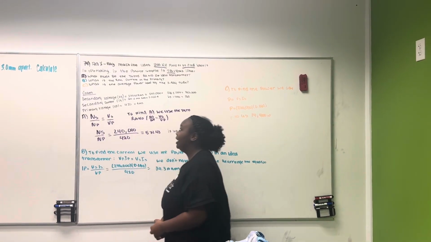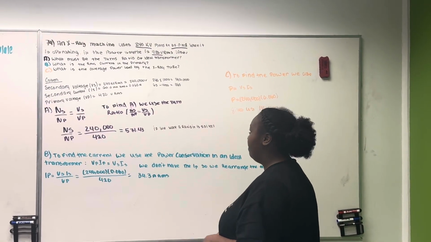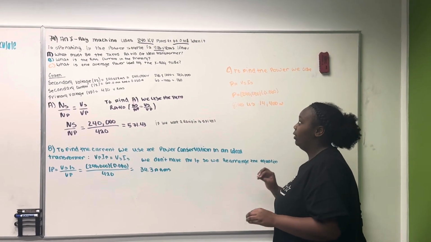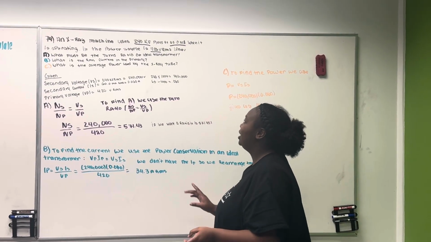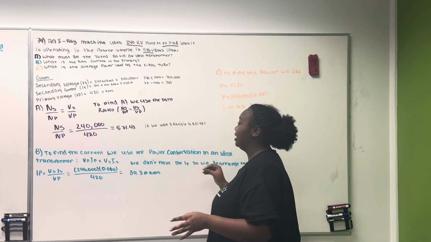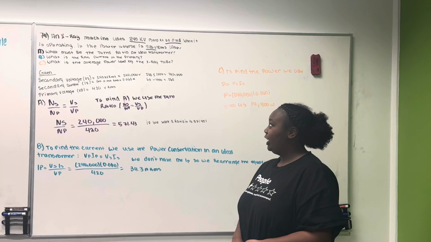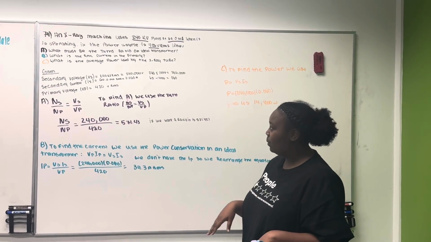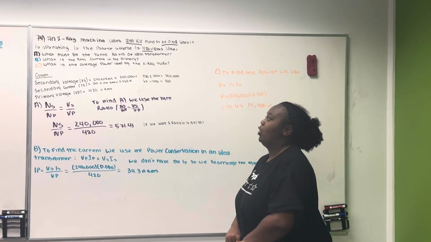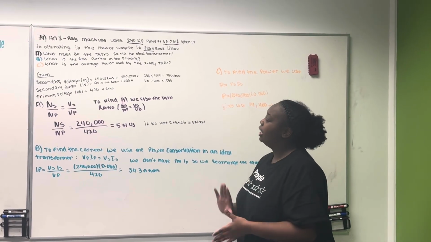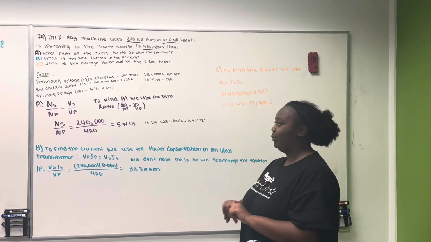I'll be going over question 74 from chapter 21. The question reads: an X-ray machine uses 240 kV RMS at 60.0 mA when it is operating. If the power source is 420 V RMS line, our first question is, what must be the turns ratio of the transformer? B, what is the RMS current in the primary? And then our last question is, what is the average power used by the X-ray tube?